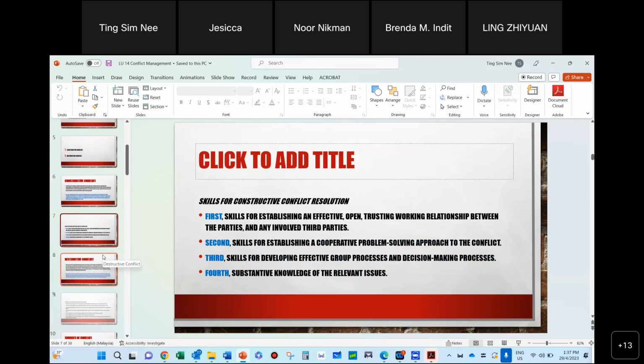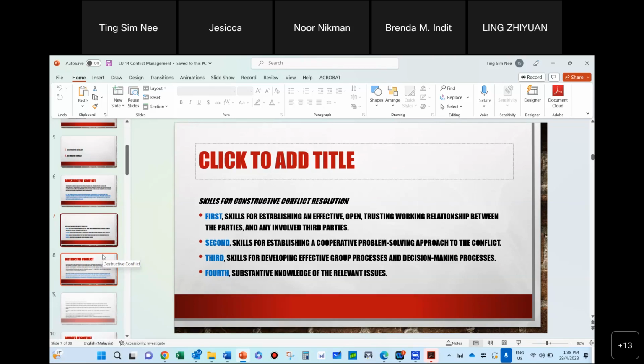So for constructive resolution, you will definitely have to have the basic trust in one another. You don't want to involve a third party first, but you know that both of you are working towards the better. It's like husband and wife, for example. You have a conflict, but you know it's for the good of the family. So that one, you must have that trust. If you don't have that trust, then you cannot do conflict resolution completely.